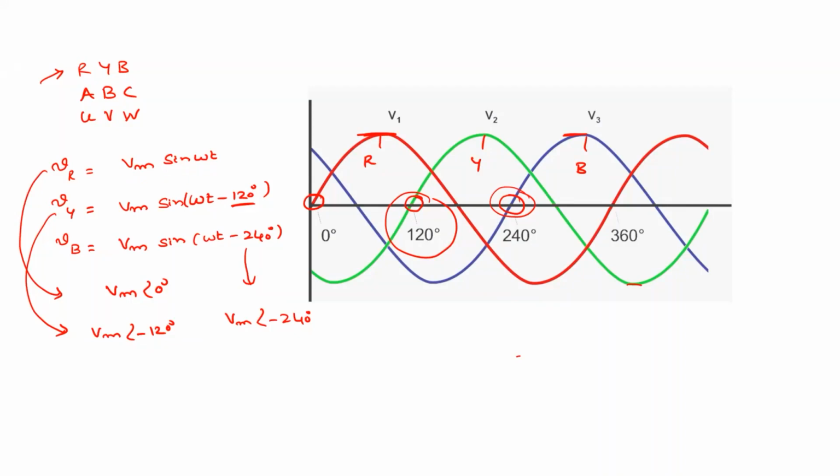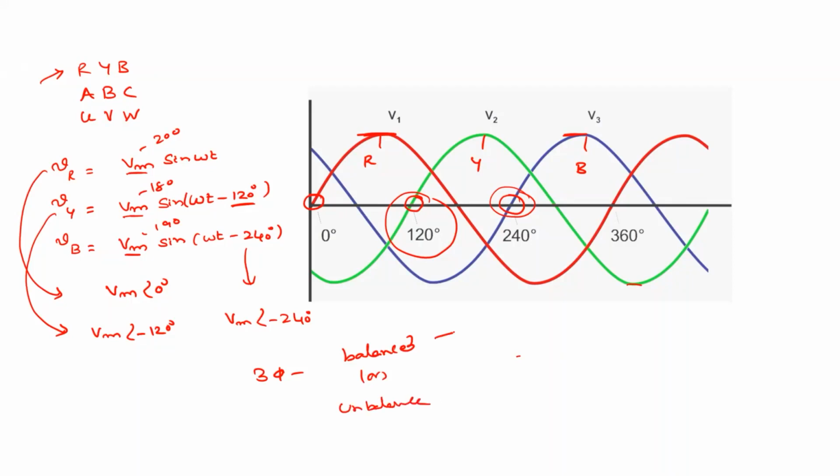Sometimes practically, these magnitudes may be slightly different. The slight variation is acceptable, but sometimes we have some difference. For example, this is 200 and this may be 180, this may be 190, something like this, right? That means this one is unbalanced. So for three phase, it may be balanced or unbalanced.